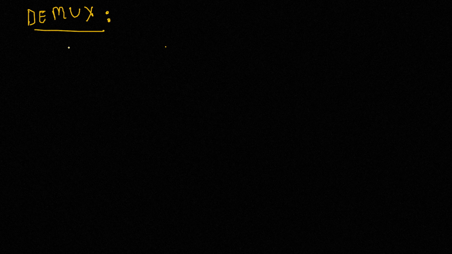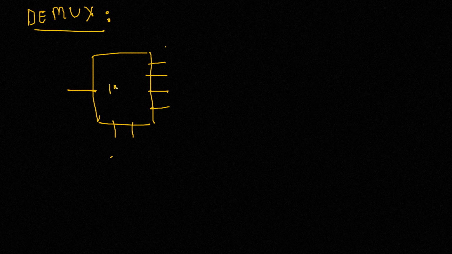Okay, so that was about multiplexers. So now let's look at the exact opposite, which is demux or demultiplexers. So in mux you had two select lines, four inputs and one output. So here it's the exact opposite where you have one input, two select lines and four outputs. So this is called a 1:4 demux.